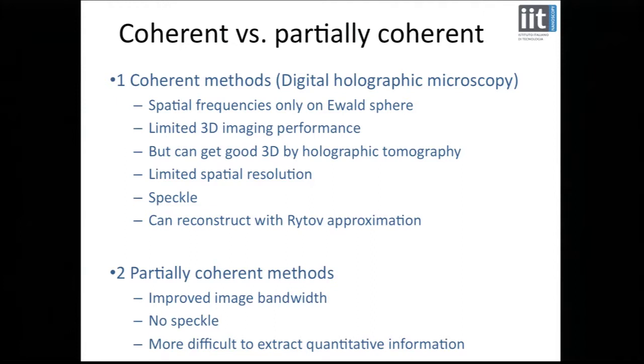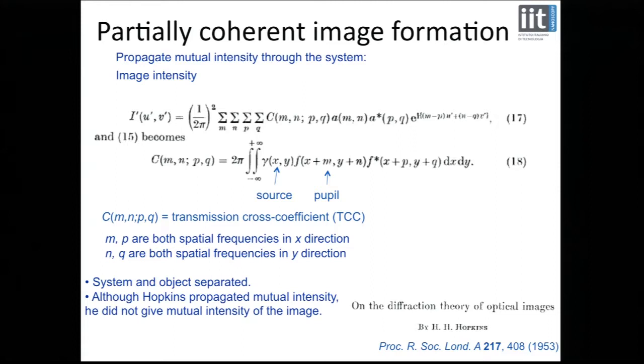This is the paper I mentioned yesterday, but didn't show. It's from Hopkins, 1953, where he develops the theory of partially coherent imaging in a microscope. Remember the spatial frequencies M, N, P, and Q? You see he has these summations because it's a Fourier series, since he's looking at a repetitive object. A very important paper, I would have to say.